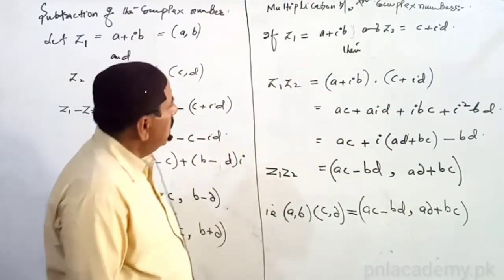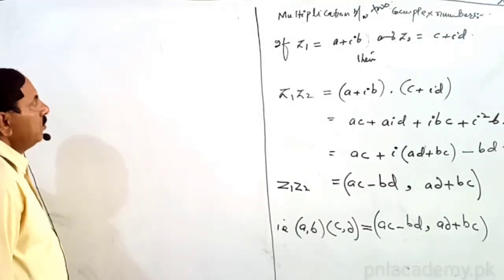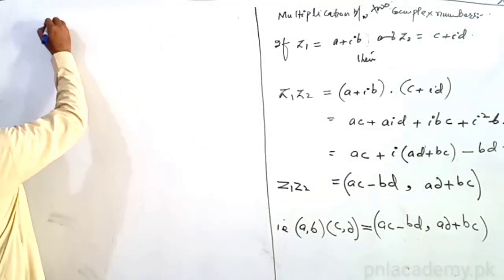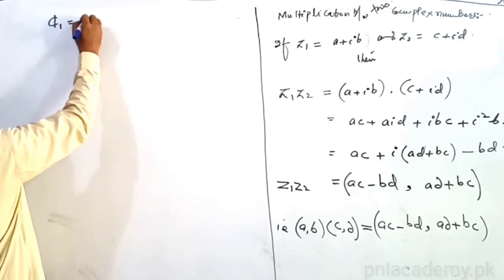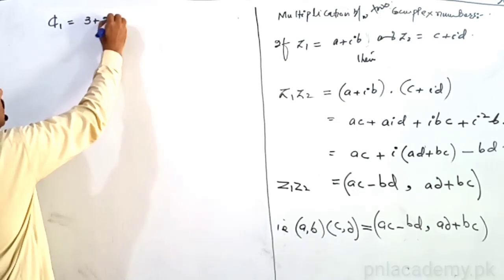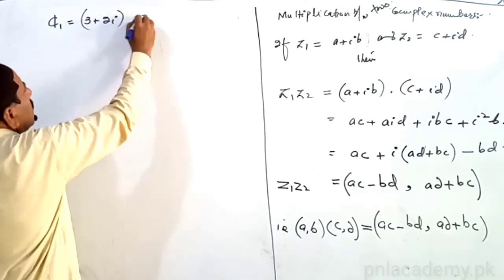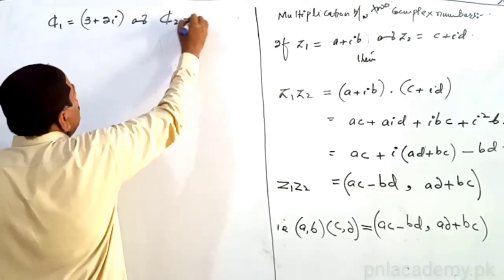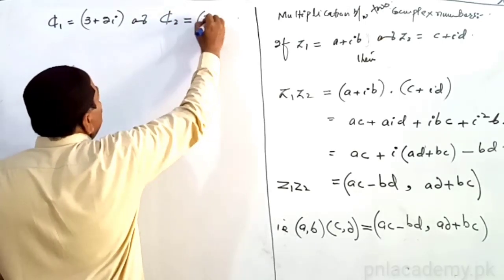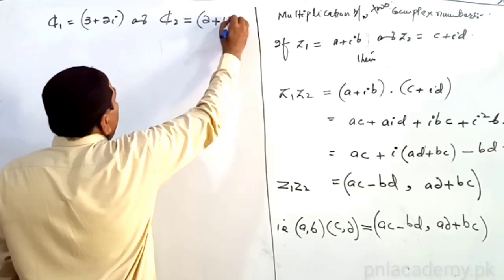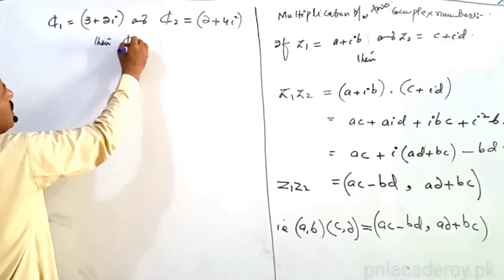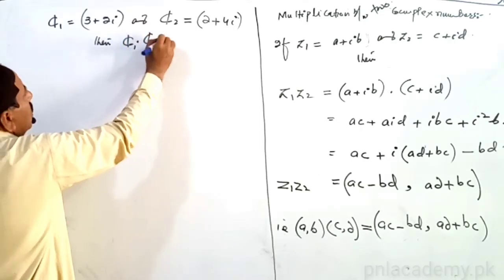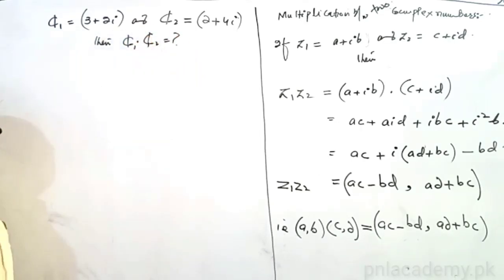So this is the multiplication result of two complex numbers. Complex number 1 is equal to 3 plus 2 iota, and complex number 2 is equal to 2 plus 4 iota. Then complex number 1 times complex number 2 is equal to what?